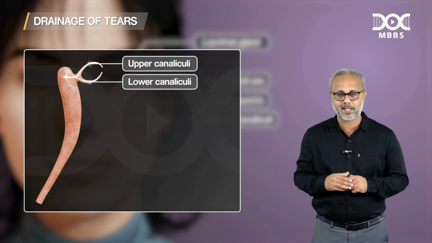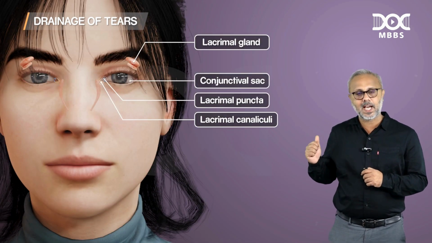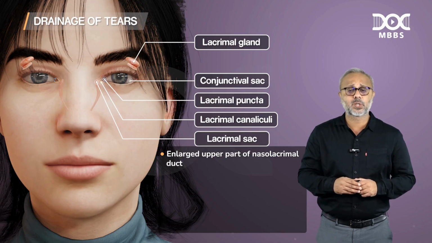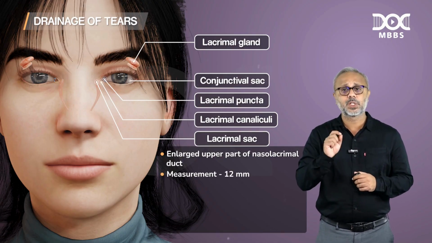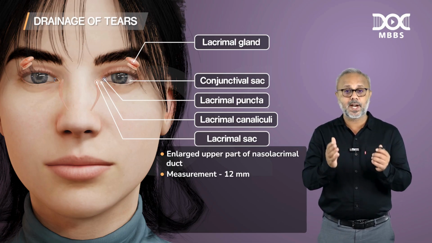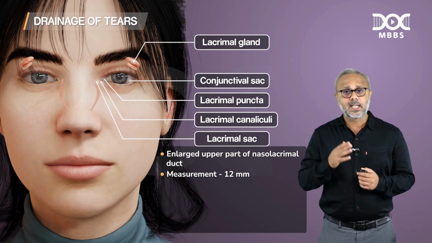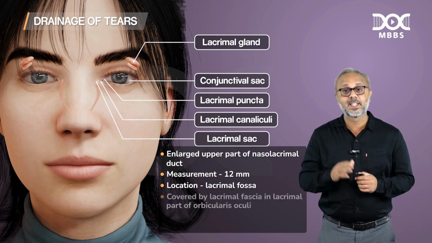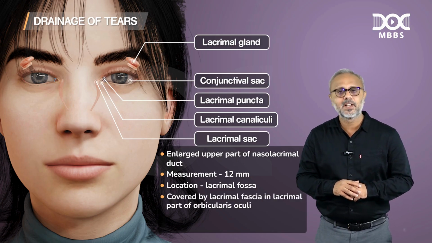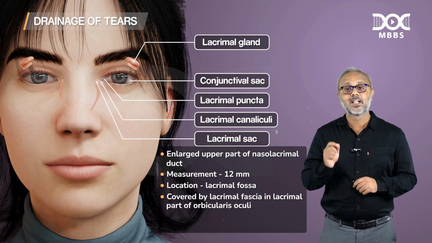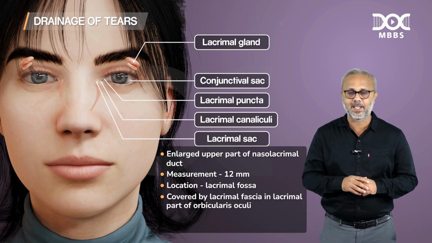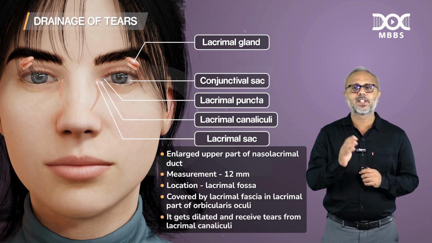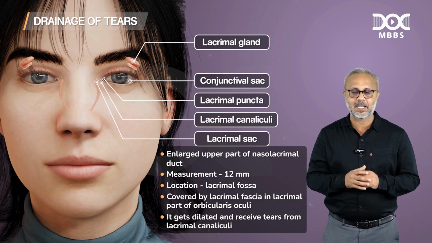enter the lacrimal sac. So the next part we have is the lacrimal sac. This is the enlarged upper part of the nasolacrimal duct, measuring about 12 millimeters, the widest or most dilated part. The lacrimal sac is located in the lacrimal fossa. This is covered by the lacrimal fascia, which gives origin to the lacrimal part of orbicularis oculi. The function of the lacrimal sac is to dilate and receive the tears that come from the lacrimal canaliculi.